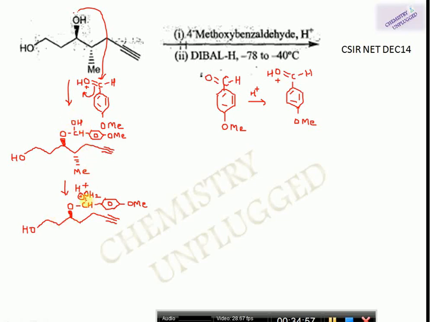So the lone pair present on oxygen will attack on this carbon atom and we have a structure like this. Here is the formation of dioxane. In the next step we are using DIBAL.